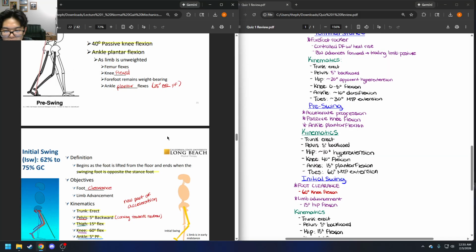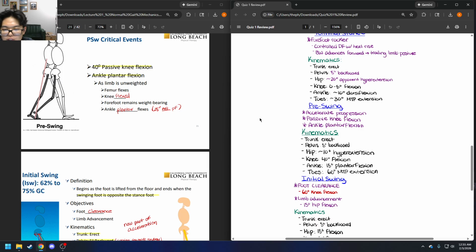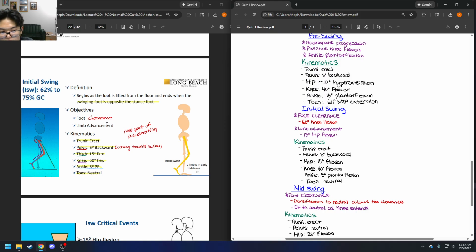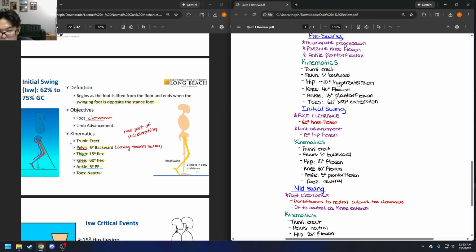So it's being led through that ankle plantar flexion as well as passive knee flexion. For the initial swing, this is when we have foot clearance. So you want foot clearance because you don't want to drag that foot when you're walking or when you're training ambulation or gait. So when you have your foot clearance, it's very important to know that the foot clearance is occurring because of 60-degree knee flexion. That's the most important part of this phase.